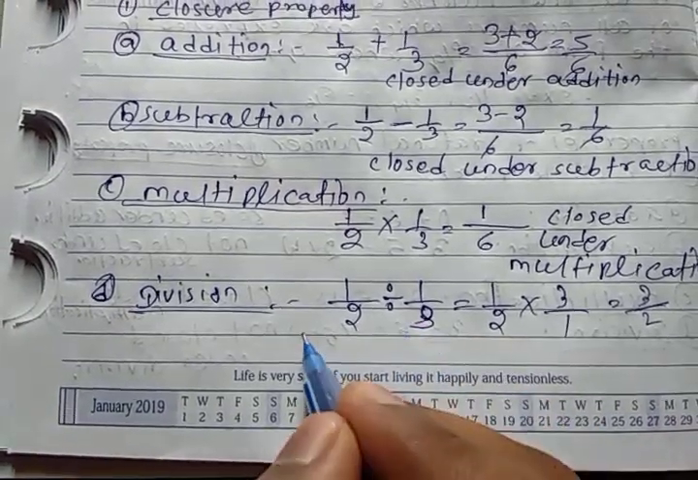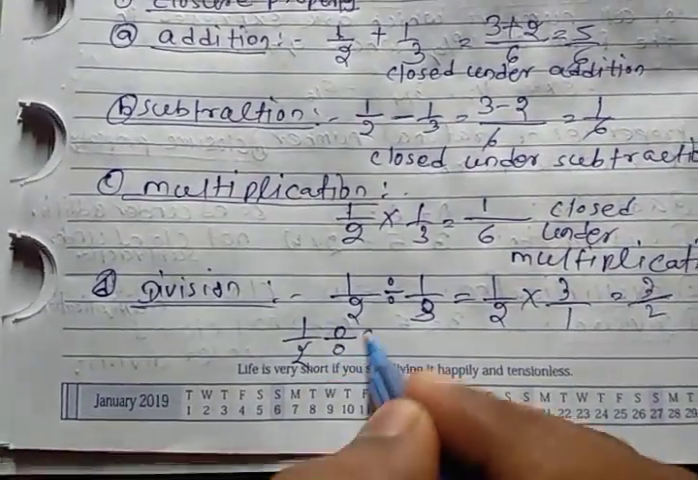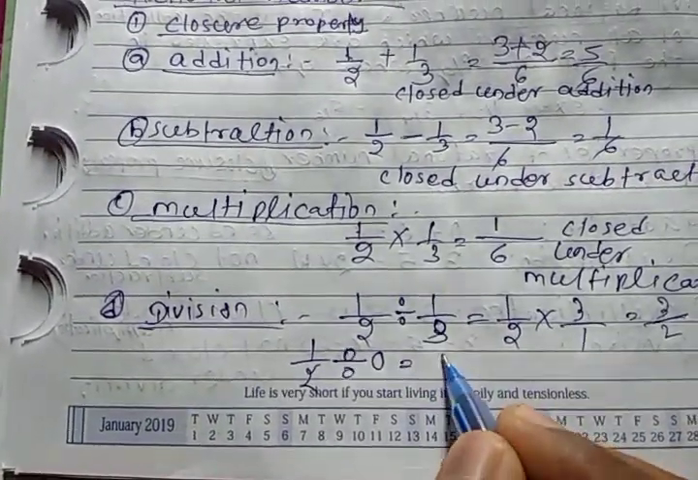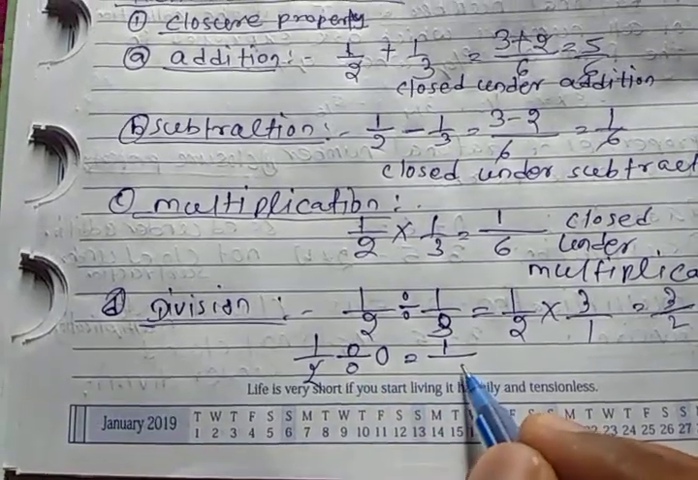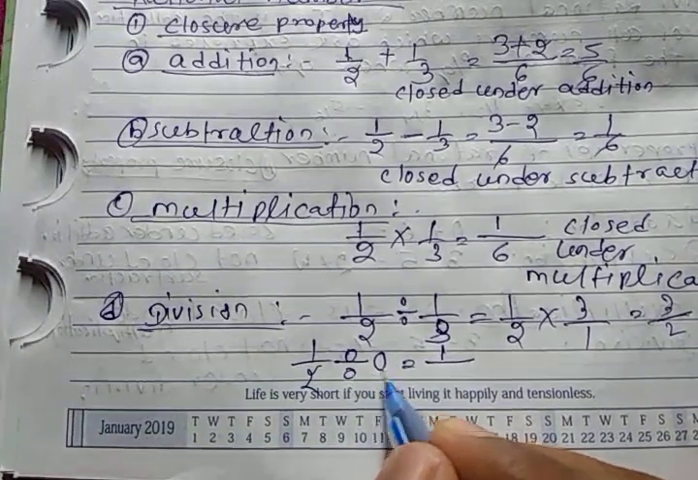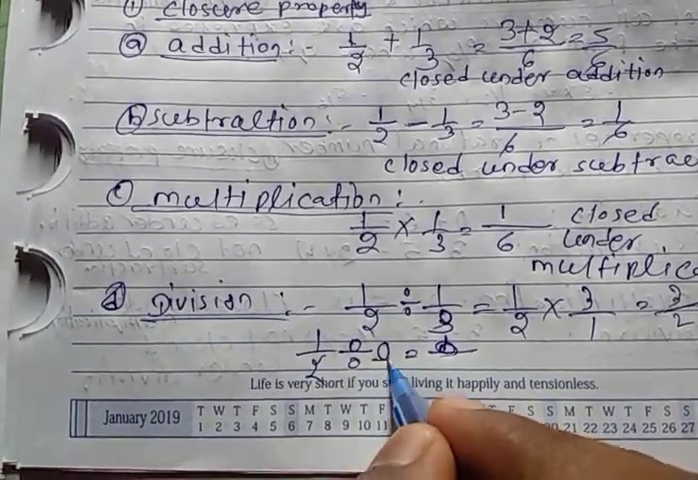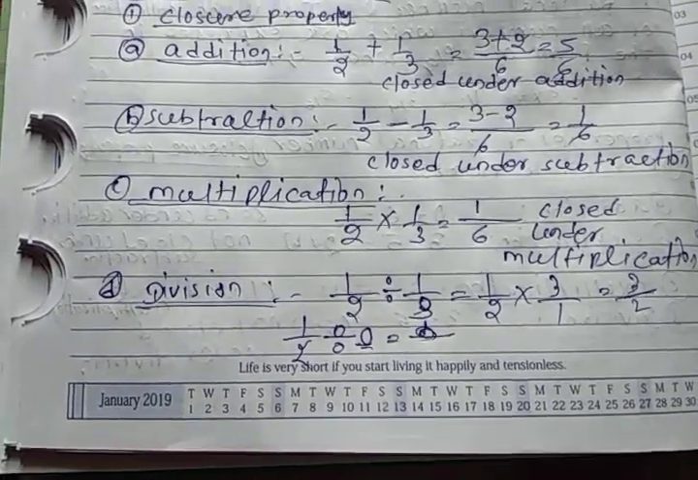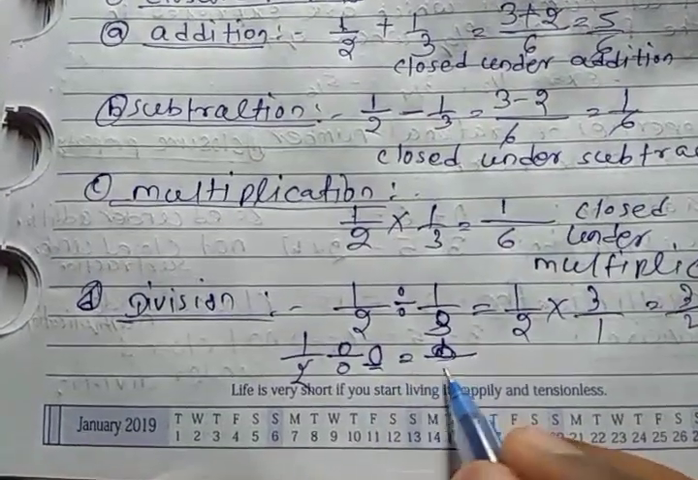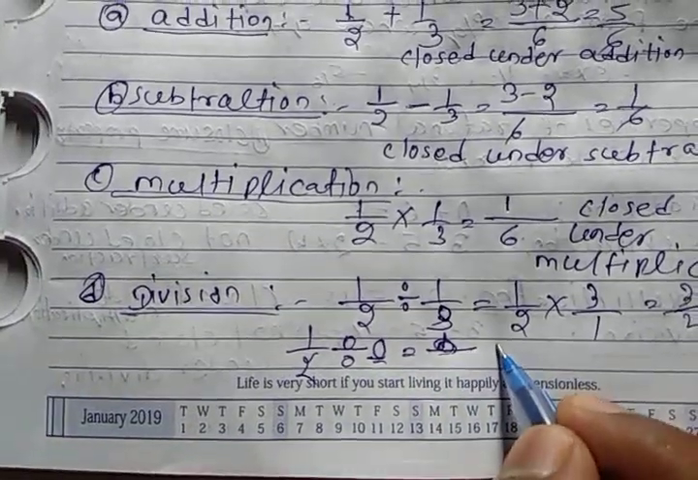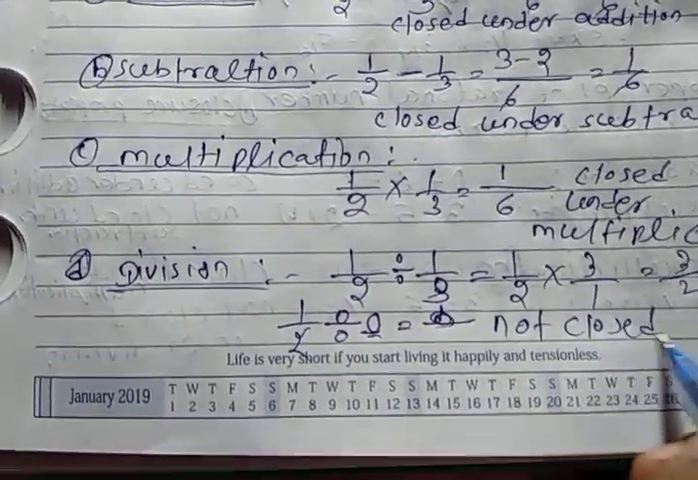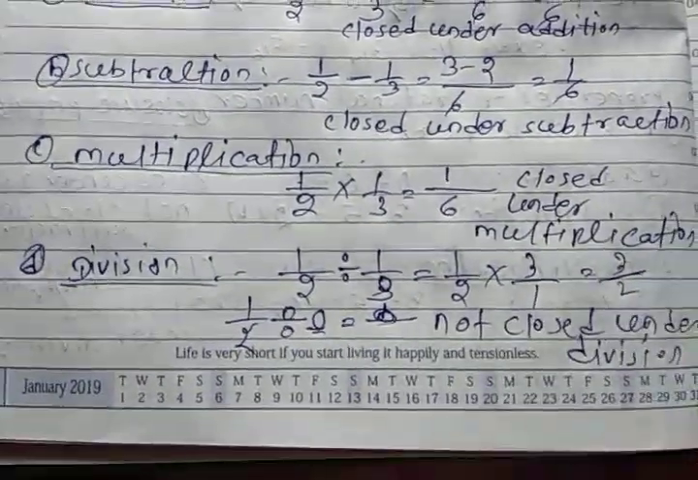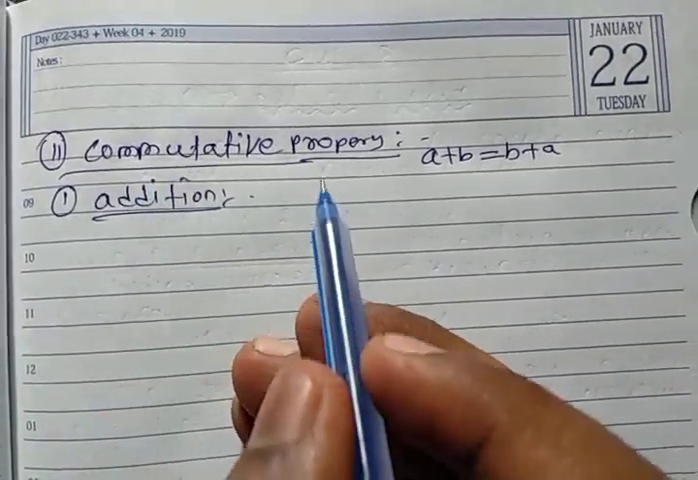But if I divide 1 by 2 by 0, it equals 1 by 0. Division by 0 means your denominator equals 0. We have already read that the denominator can't be 0, so it can't be defined. So the division process is not closed under division. Okay. Then the commutative property.